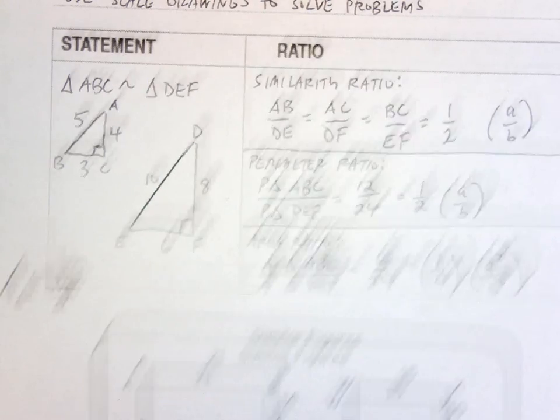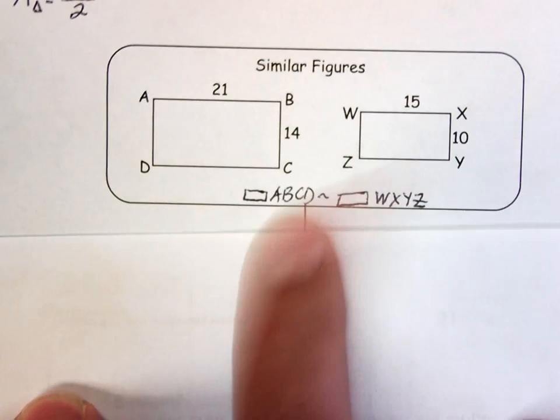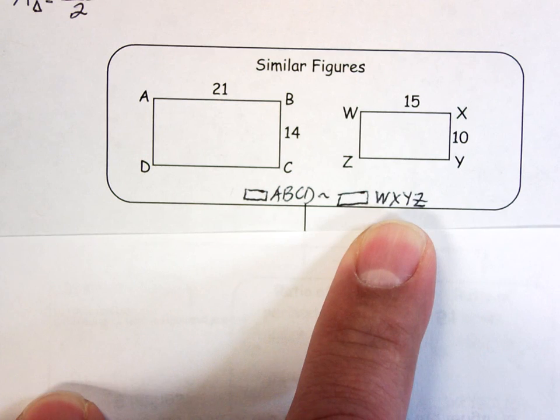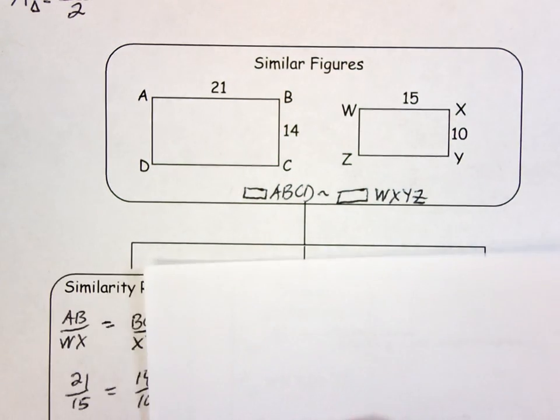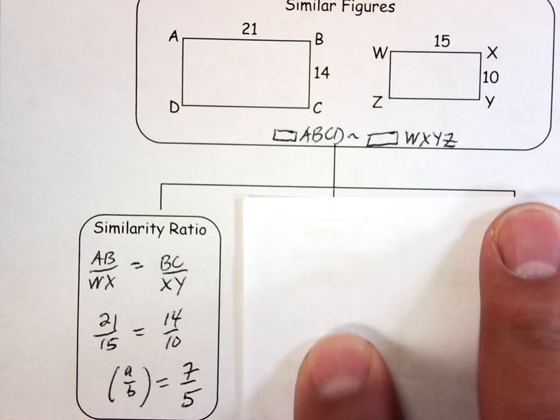Okay, so here's a problem. It gives us similar figures, just to sort of map it out for us. Notice I can write rectangle ABCD similar to rectangle WXYZ. Okay, let's do the first piece. Ask me for the similarity ratio. All I'm doing is matching up pieces.